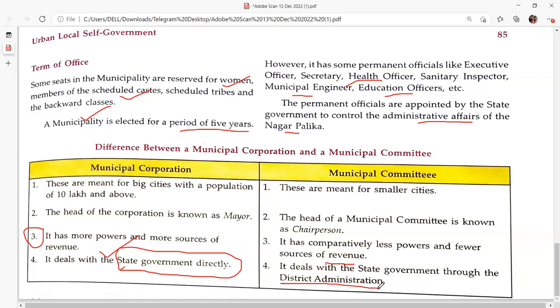The municipality deals with the state government through the district administration because a municipality is established in smaller cities. So they will talk to the district administration about their problems, and then the district administration will take their problems to the state government. They cannot directly move to the state government. They have to move through the district administration to the state government. And then the state government will send funds, and then the development works will take place.